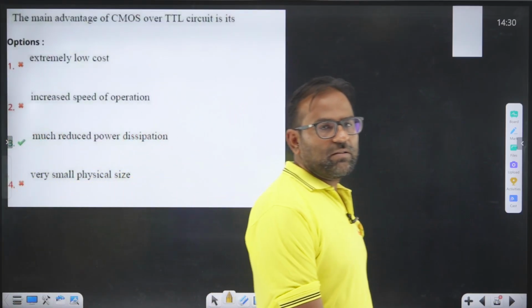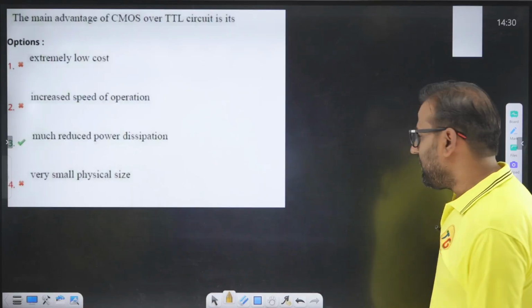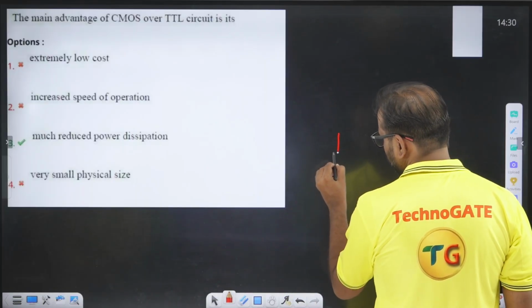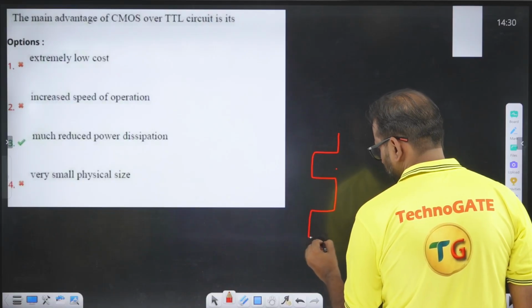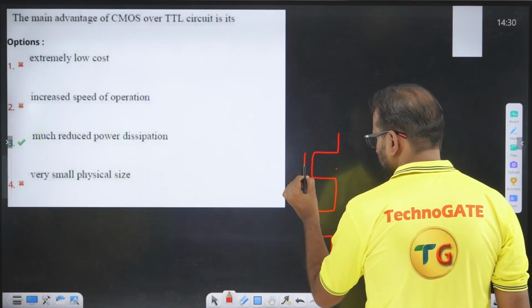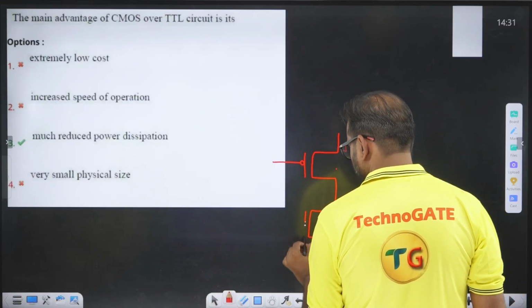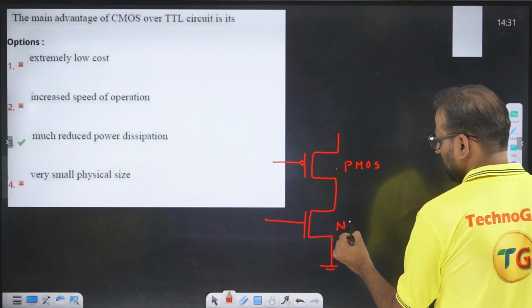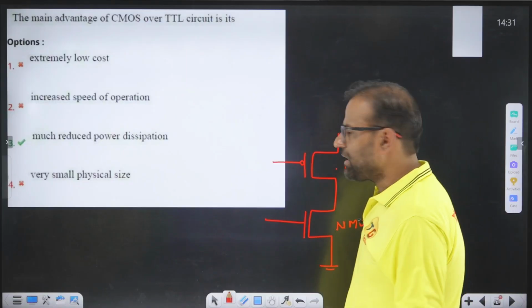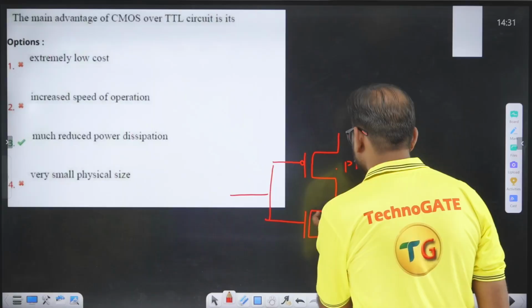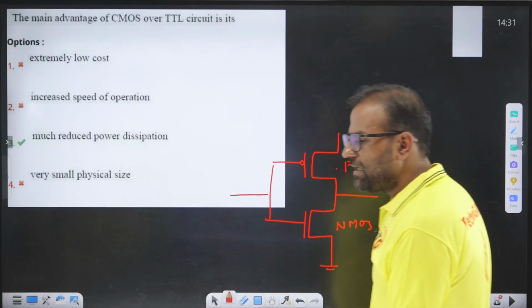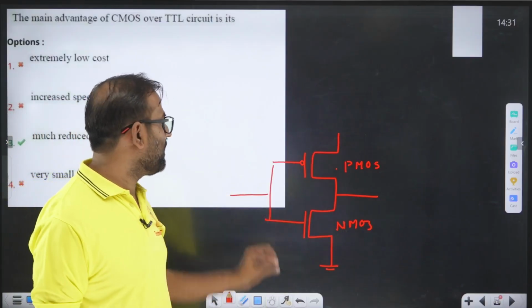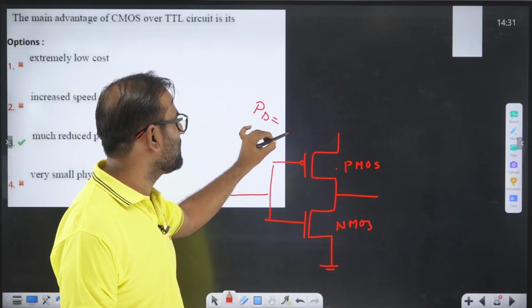The noise margin, the main advantage of CMOS over TTL. Always remember, the CMOS circuit, complementary MOS circuit, this is PMOS, this is NMOS. Only one of the transistors is conducting at a given time. If only one transistor is conducting, that makes current in the other transistor equal to 0. So ideally you have power dissipation equal to 0.